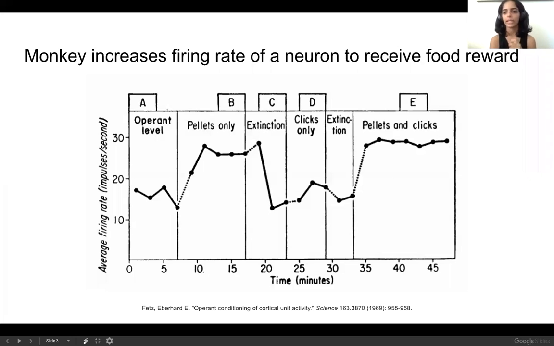So the monkey brain has billions of neurons, but it's able to control the firing rate of a single neuron in its brain just because that neuron happens to be the one that the researcher is recording with an electrode, and the researcher has conditioned rewarding food on the firing rate of that neuron.